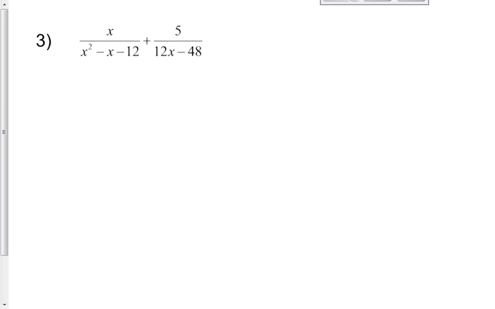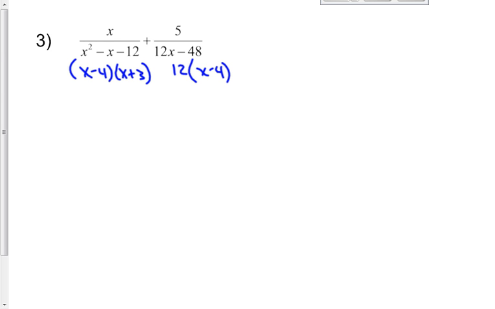Our next one is a trinomial in the first denominator and a binomial in the second denominator. So again, we always want to factor first. The first one factors into x minus 4, x plus 3. The second one factors into 12, x minus 4.